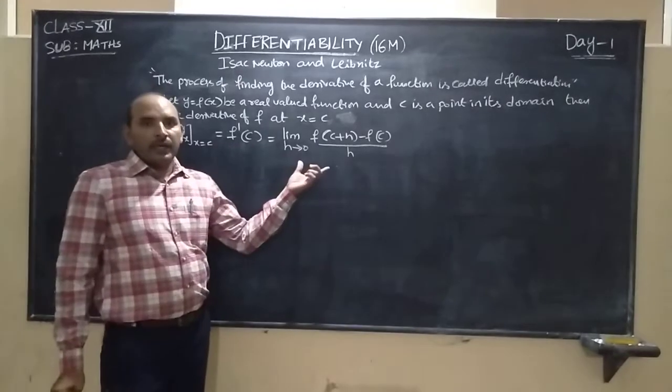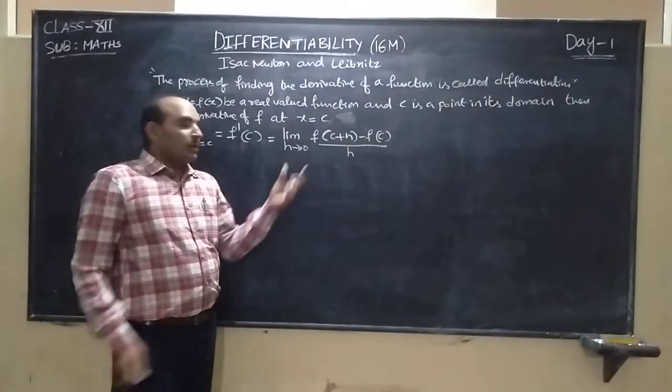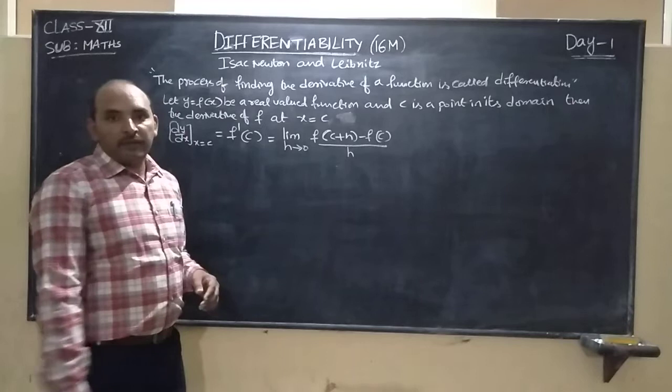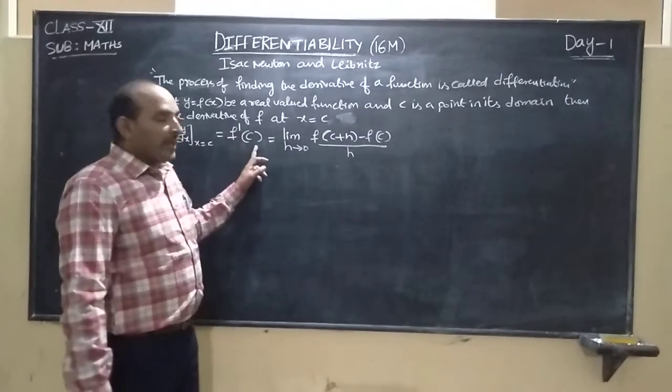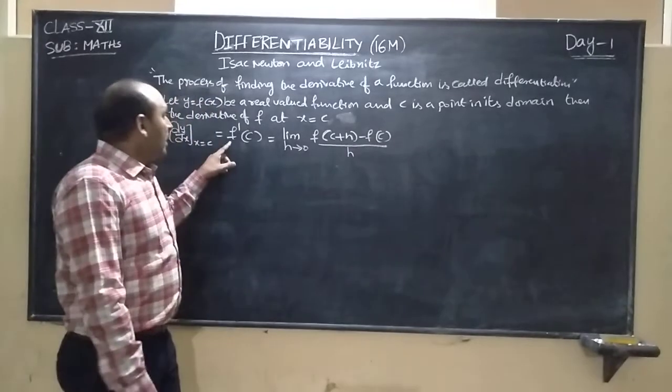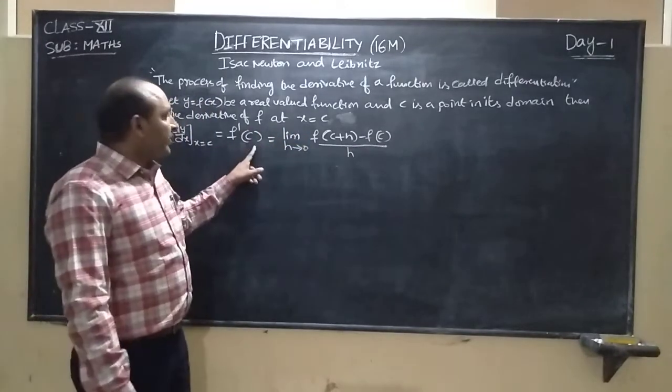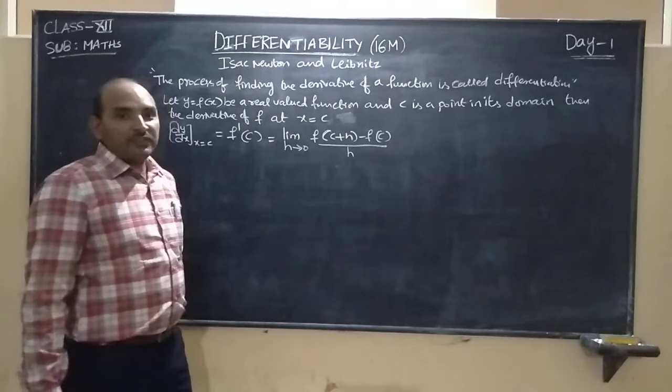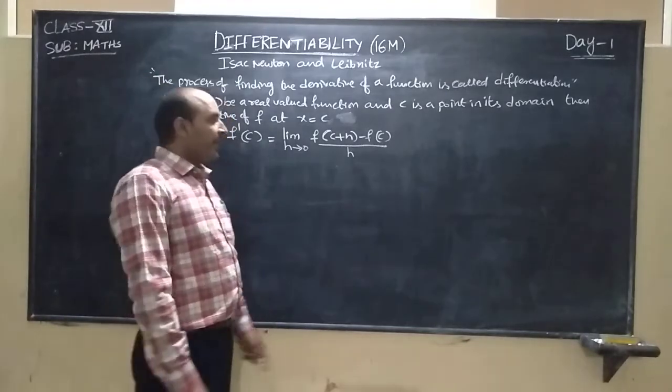Already you learned this in class 11 differentiability. F dash of a is equal to limit h tends to 0, f of a plus h minus f of a by h. Same thing. When you take x equal to c, f dash of c is equal to limit h tends to 0, f of c plus h minus f of c divided by h.